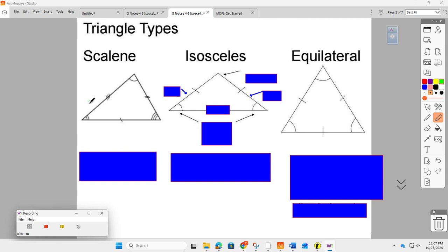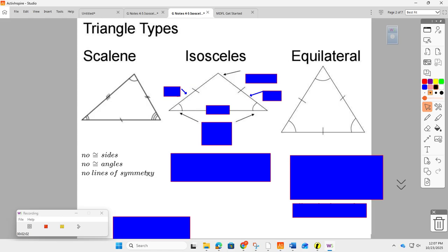So let's look at the angles. One angle has 1 arc, one angle has 2 arcs, and the third angle has 3 arcs. Which of those angles are congruent? They're not, right? And that is a scalene triangle. A scalene triangle, for our purposes, is kind of worthless. It doesn't give us any information, right? But by definition, a scalene triangle has no congruent sides, no congruent angles, and no lines of symmetry.